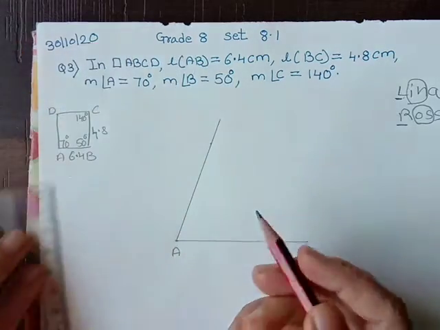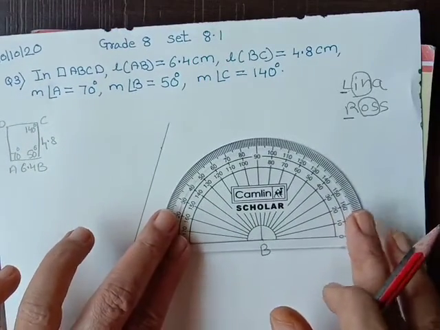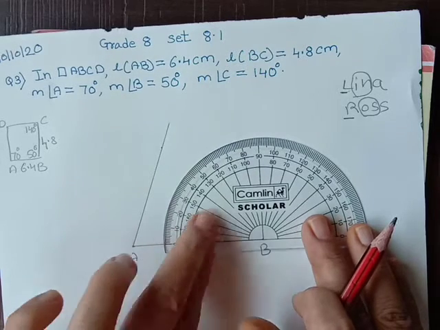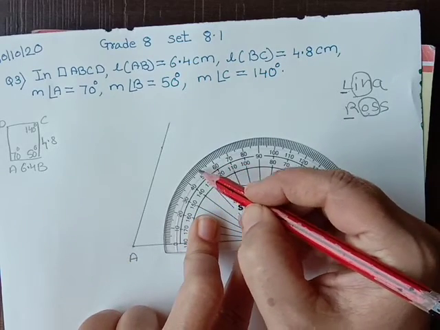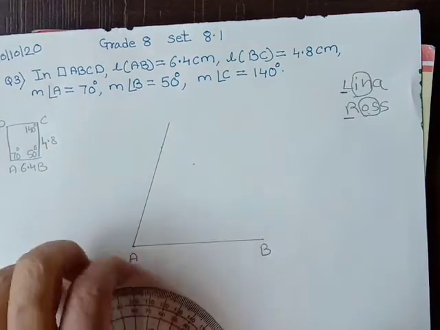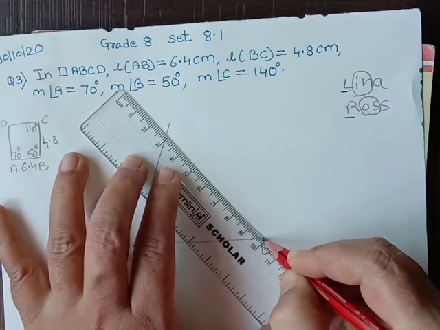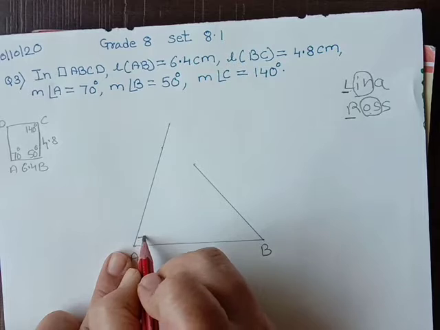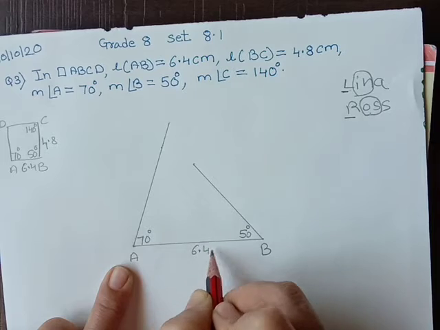Little ahead I am drawing. Now B is how much? Now B is on my right hand side, so I am putting the protractor on my right hand side. Which scale am I going to use now? If right hand side, outside scale. So outside scale I have to mark 50 degrees. Somewhere here it is going to come. Let me join this also. So we have drawn the 70 degree angle, we have drawn the 50 degree angle, and we have drawn AB as 6.4 centimeters.